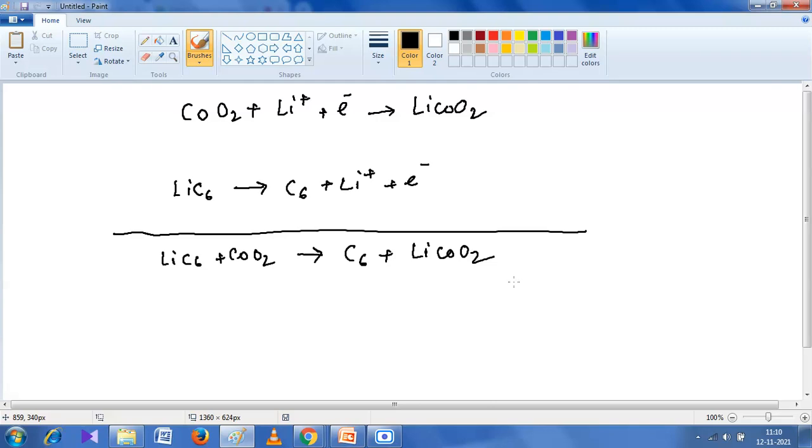The left to right reaction is at the time of discharging, and right to left is at the time of charging.